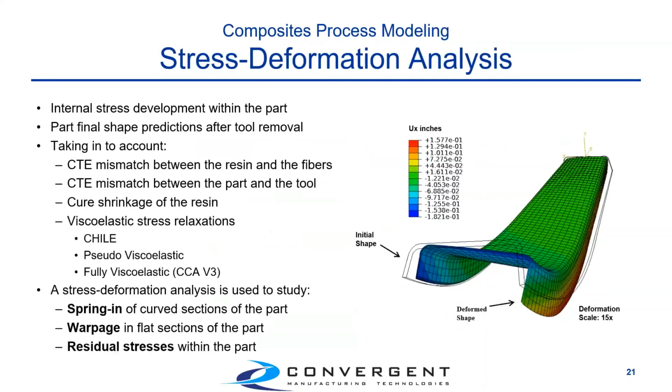And the last one is the stress-deformation, which is calculating the residual stresses that form in the part due to multiple phenomena and effects. There is the CTE mismatch between the fiber and the matrix. That's the first cause of residual stresses. You have CTE mismatch between tool and the part. The tool, if it's made out of aluminum, it wants to expand. That can lead to some interaction between tool and part and residual stress. It very much depends on the geometry of the tool and the part.